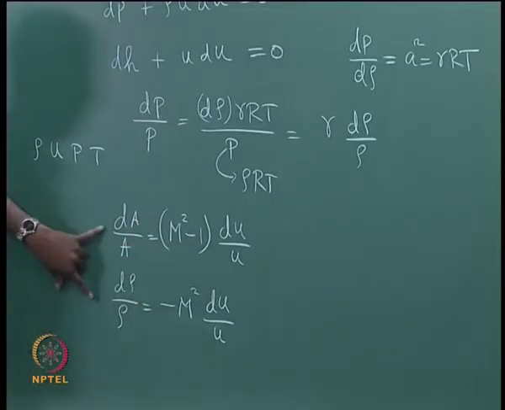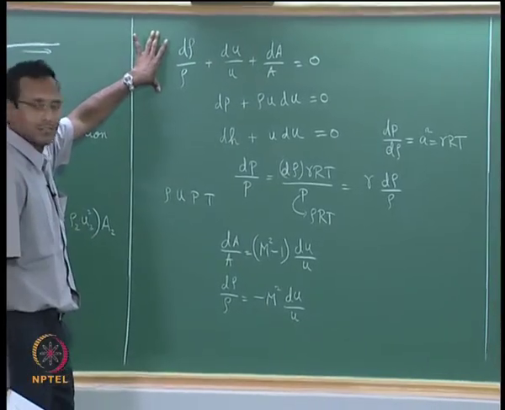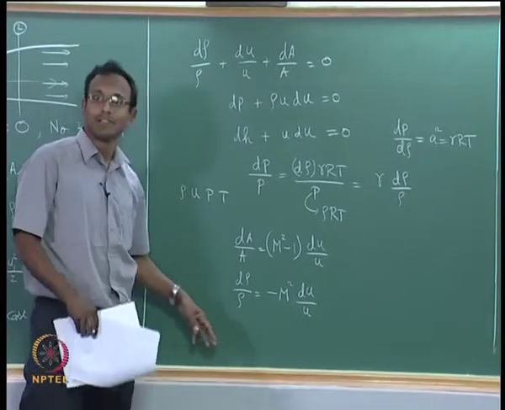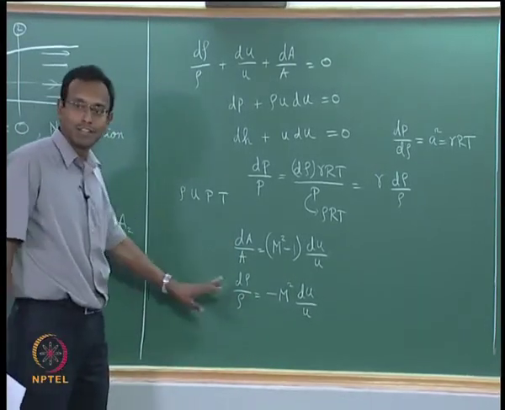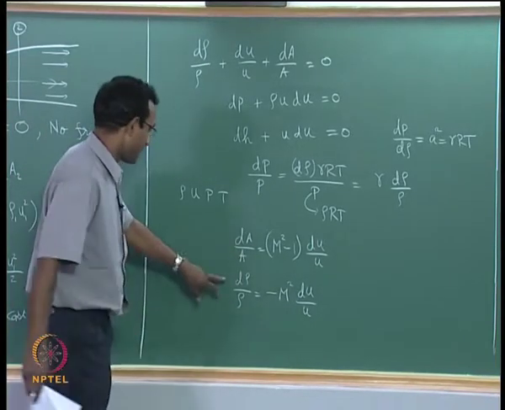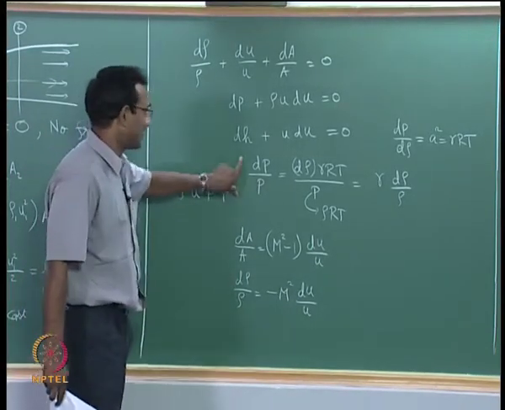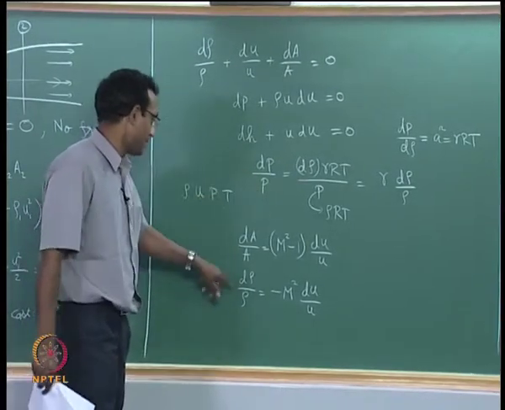Okay. And this dA by A is coming from the original mass expression. Okay. And you can just link all of them together like this. Okay. You can derive this. We have derived this already. I do not want to derive it again. Okay. We will just use this. And of course, once I know d rho by rho, I can use this isentropic relation and I get dP by P, which will just be gamma multiplying this.